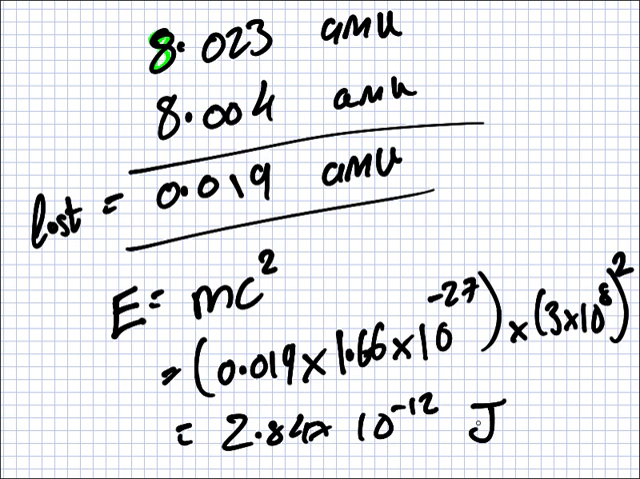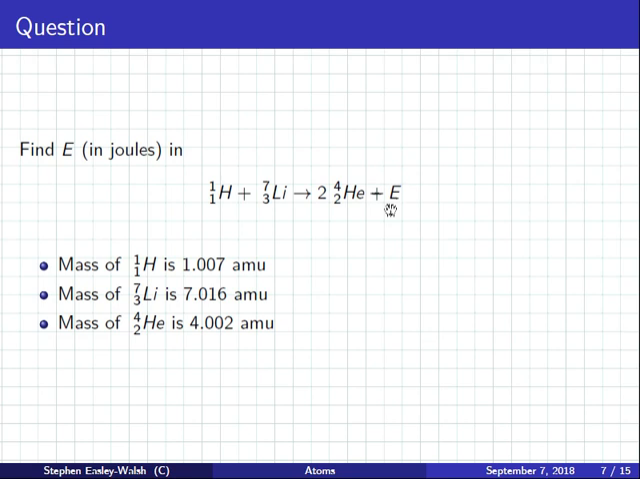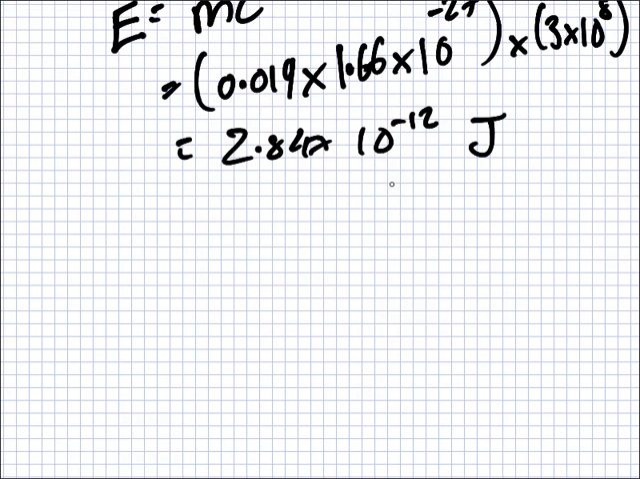Now, believe it or not, that's a lot of energy when you compare it to the size of the mass. Like, it really is a lot. So, what's happened now is when the hydrogen and the lithium combined, they made 2 helium and some energy. It's actually a lot of energy. I can show you with a bigger number example.